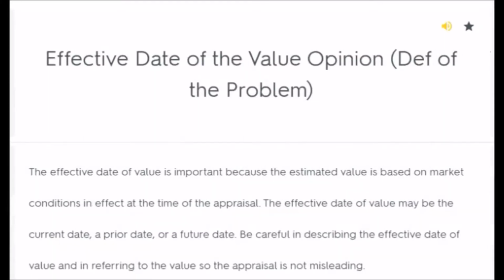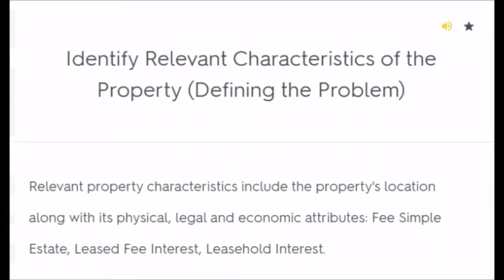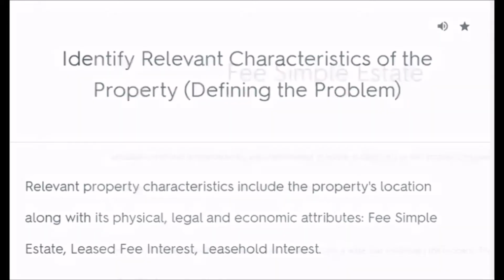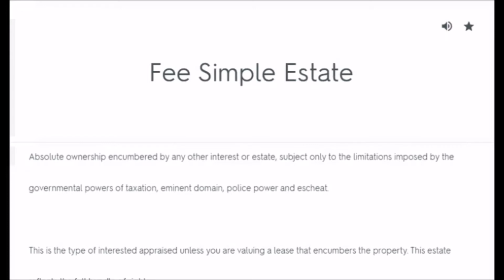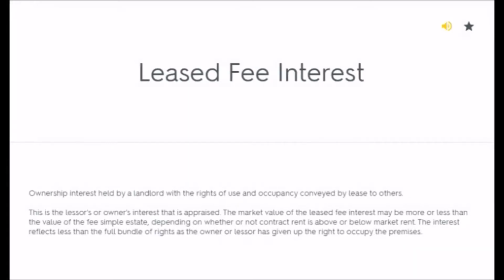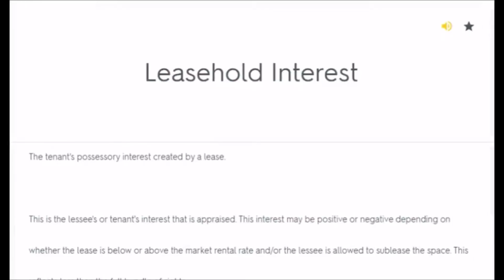Effective date of the value opinion. Identify relevant characteristics of the property. Relevant property characteristics include the property's location along with its physical, legal, and economic attributes: fee simple estate, leased fee interest, leasehold interest. Fee simple estate. Leased fee interest. Leasehold interest.